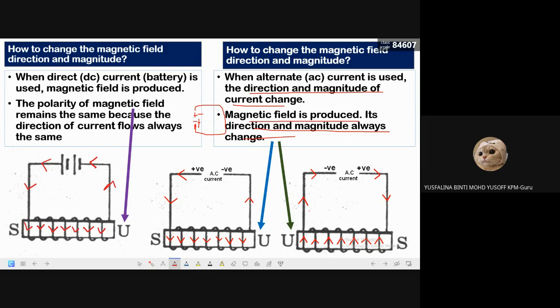This is the one I showed you just now. You can see there is a change of the pole here. The pole on this side is south, but on this side it becomes north. And this side north and this side becomes south, because of the change of direction. So that's why we use AC.